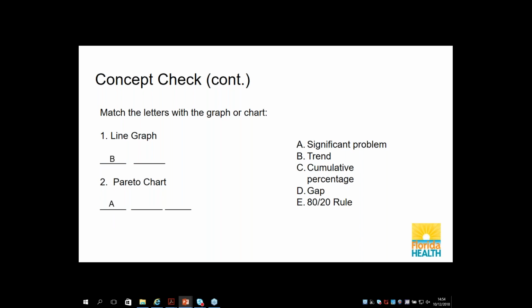Now, a cumulative percentage. It was mentioned briefly, but where will you find that? Pareto, very good. What about a gap? If you're trying to identify gaps, will a line graph help you identify gaps, or will a Pareto? It's going to be a line graph. A line graph is going to help you identify some gaps. And then the 80-20 rule, of course, which we discussed, is going to be your Pareto.